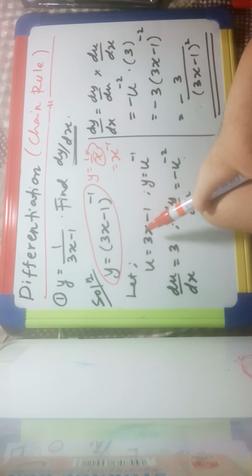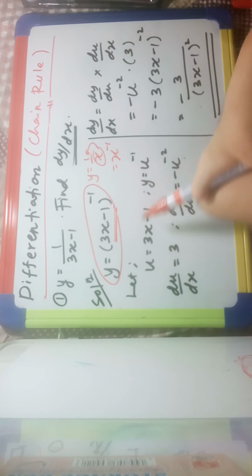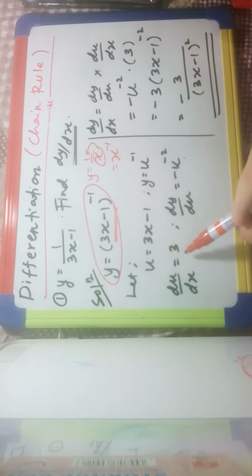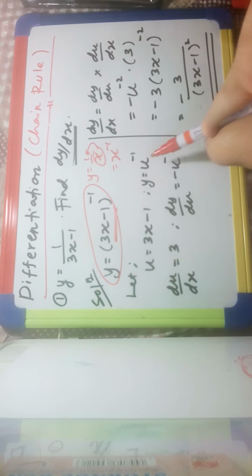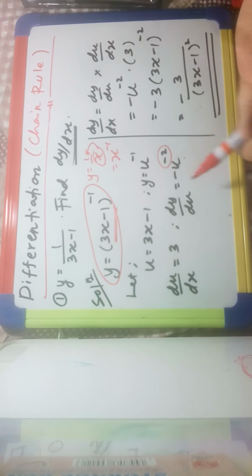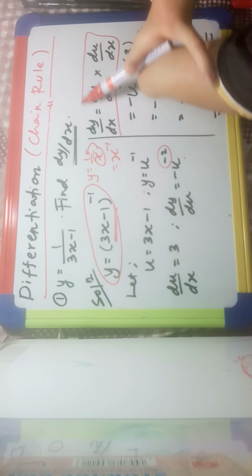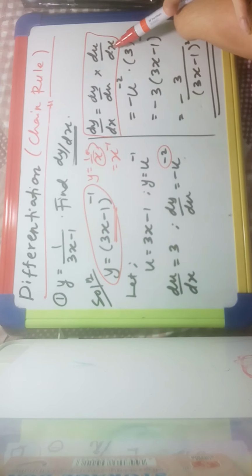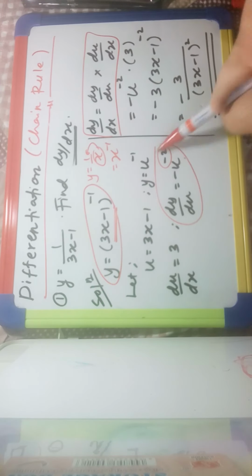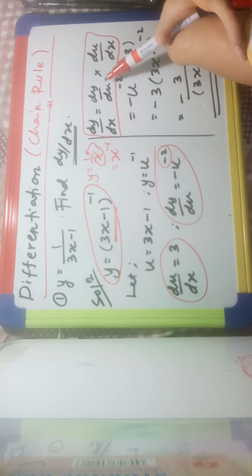Next, use the substitution. Let u equal to 3x minus 1. Then y equals u to the power of negative 1. Differentiate both of them. We will get du dx and also dy du. Power goes down, power minus 1. That's how I get negative 2. Then this is the chain rule formula: dy dx equals dy du times du dx. Just substitute dy du and du dx into their respective places.